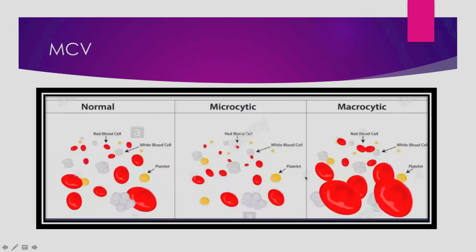Under the microscope we can see these are RBCs of normal size, whereas this is an RBC of lesser size, hence it is called microcytic anemia, for example iron deficiency anemia. And here you can see the RBC size has increased, so it is called macrocytic anemia, for example megaloblastic anemias, which are due to deficiencies of vitamin B12 and vitamin B9. So this is your mean corpuscular volume, where we see the volume of the RBC.